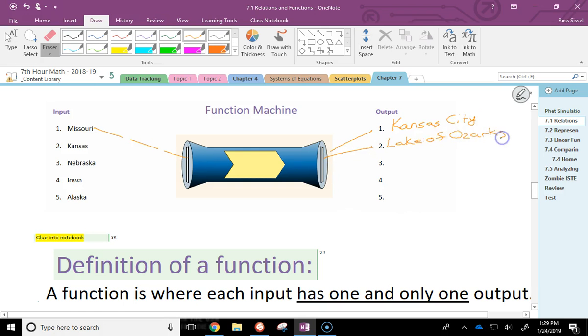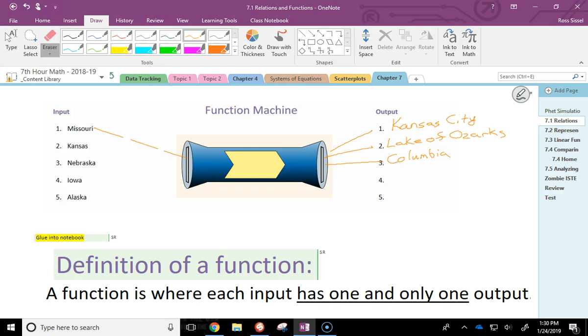Lake of the Ozarks came out. Nebraska. What the heck? Nevada. Columbia came out. What do you think is the relation? States and cities. So it's like local areas. You put in one state, and the function comes out with a city. But Lake of the Ozarks is not a city. No, it's like places in that state, major places. Places to visit.